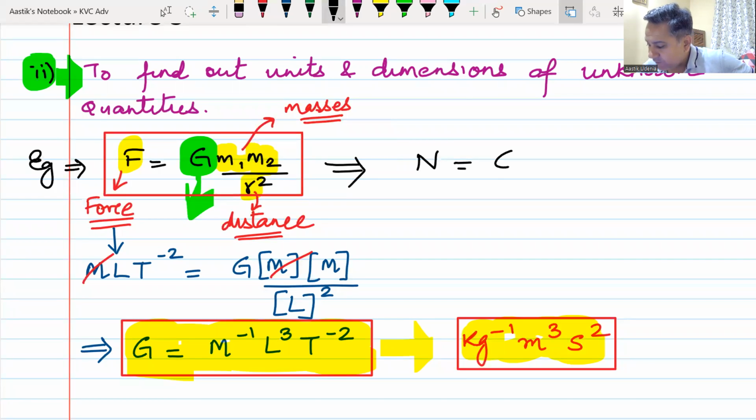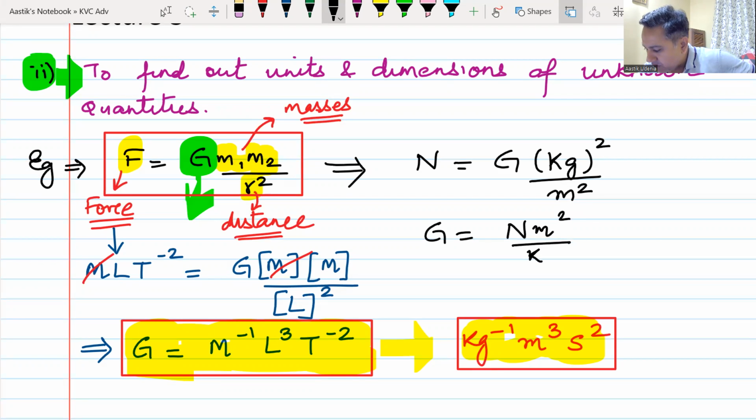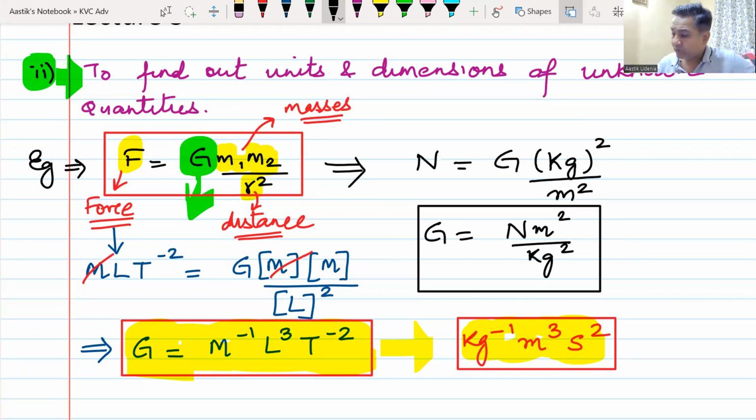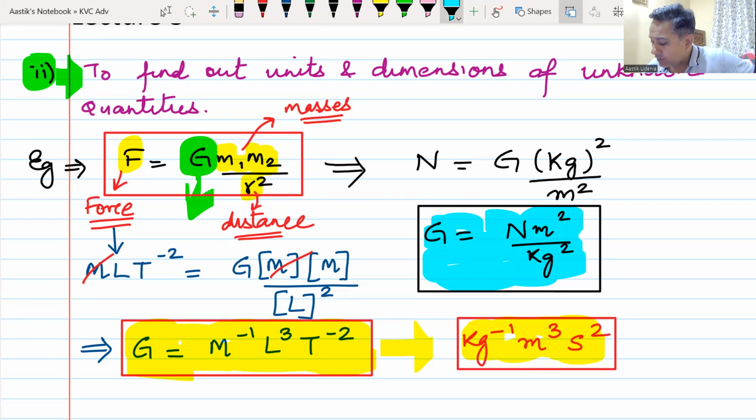On the right hand side, I have G. M1 and M2 are masses, so the SI unit is kg, so it becomes kg square, divided by r, which is distance, so it becomes distance square, which is meter square. So I can also write the SI unit of G as Newton meter square per kg square. Now looking at this one, the blue one, and looking at the green one, they might look a bit different, but you must understand that they are the same.